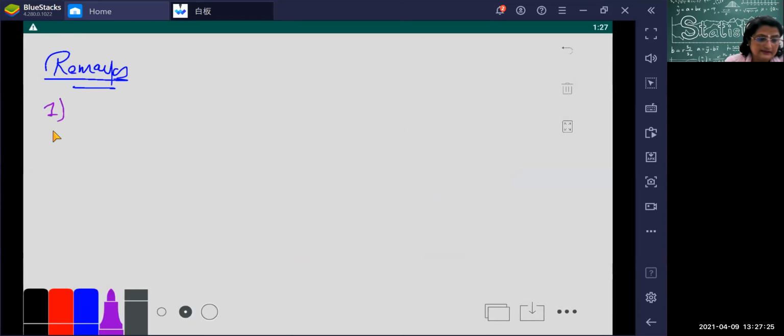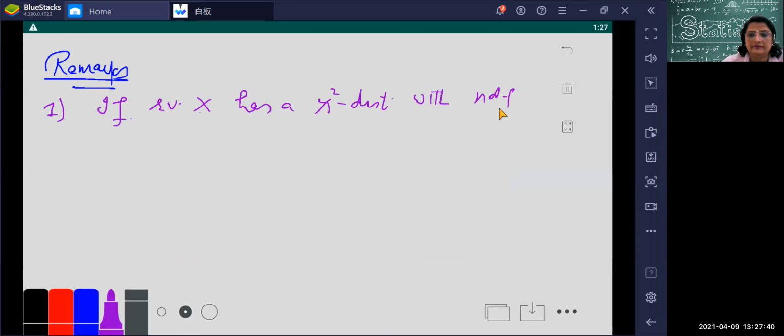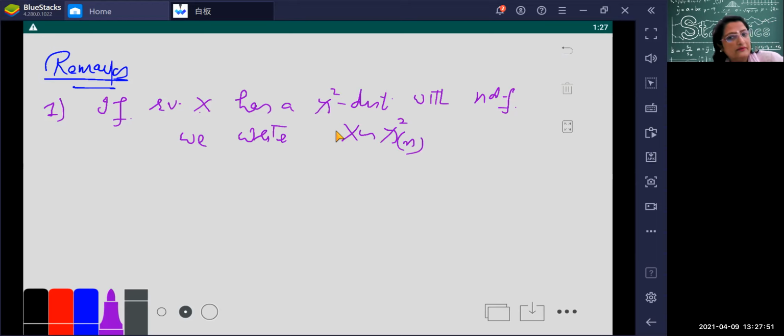So what the remark says: if a random variable x has a chi-square distribution with n degrees of freedom, then how do we write it? Since the variable's name is x, we write x follows chi-square. If x is a random variable which follows a chi-square distribution, then x follows chi-square, and its PDF.